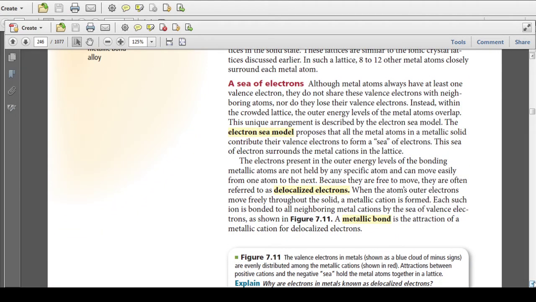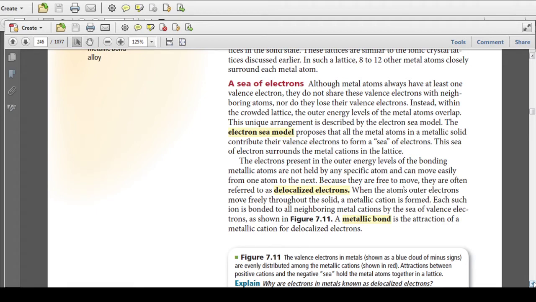Although metal atoms always have at least one valence electron, they do not share these valence electrons with neighboring atoms, nor do they lose their valence electrons. Instead, within the crowded lattice, the outer energy levels of the metal atoms overlap. This unique arrangement is described by the electron sea model. The electron sea model proposes that all the metal atoms in a metallic solid contribute their valence electrons to form a sea of electrons. This sea of electrons surrounds the metal cation in the lattice.